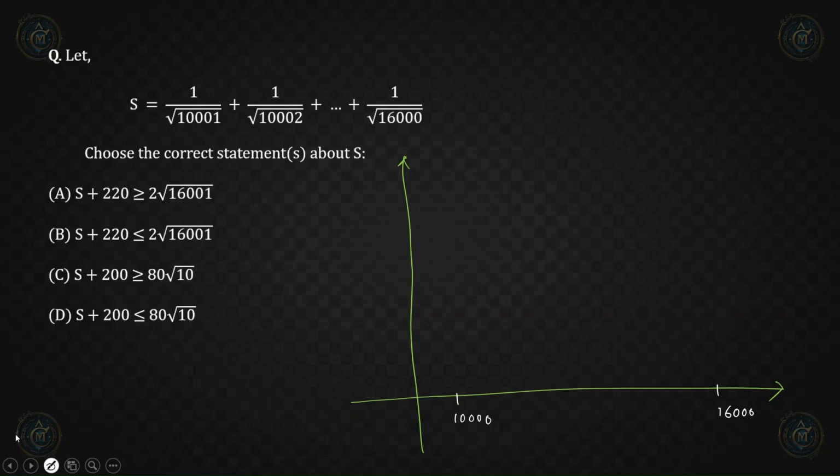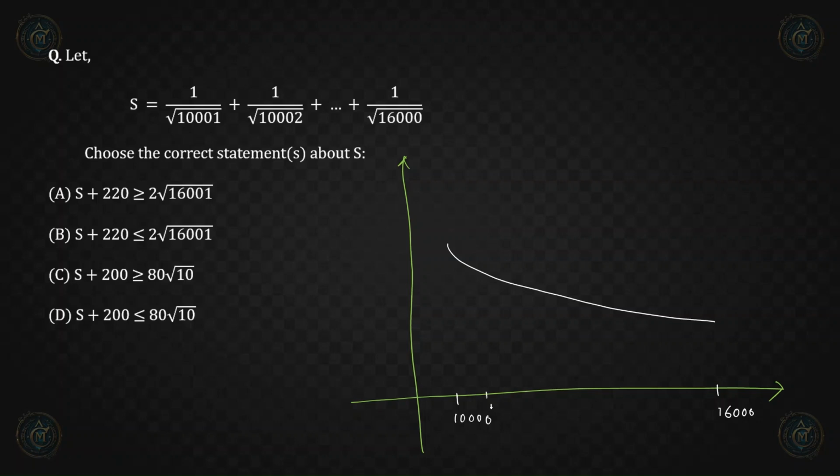So we can draw this. Now if we check, this is the area of a rectangle with side length 1 divided by root of this, and the other side length is 1. So we place the points here first.